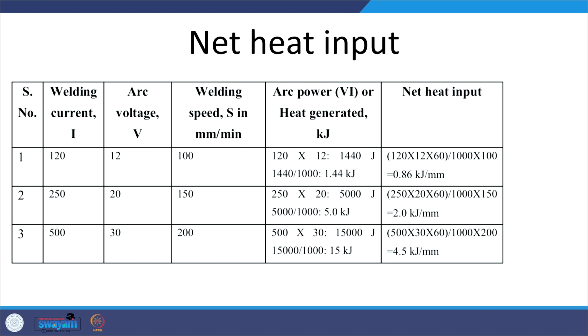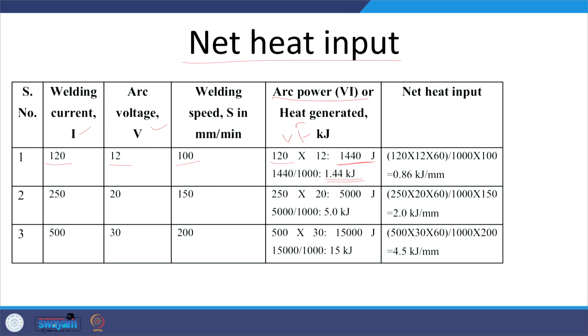This is just an example of how to calculate the net heat input. Say for different welding currents, if you are using 3 sets of examples, the welding current I in ampere is say 120, arc voltage is 12, welding speed is say 100 per minute. Then the arc power is simply VI, 12 into 120, that will give us 1440 joules, and if we convert this into kilojoule, it will be 1.44 kilojoule.